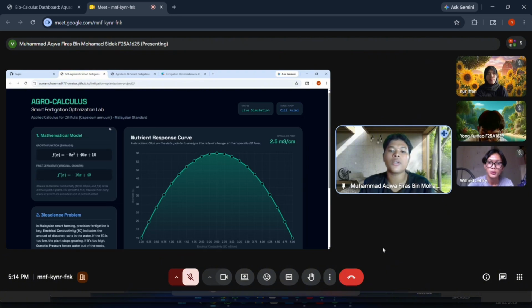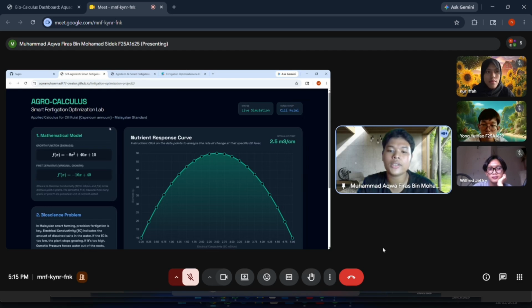My application models this relationship using the function f(x), where x is the EC level and f(x) is the resulting plant biomass. Why is studying this so critical? First, economic efficiency. Fertilizer is the highest variable cost in fertigation. Over-applying is a waste of money. Second, biological sustainability.